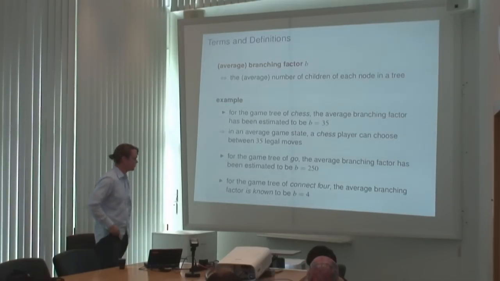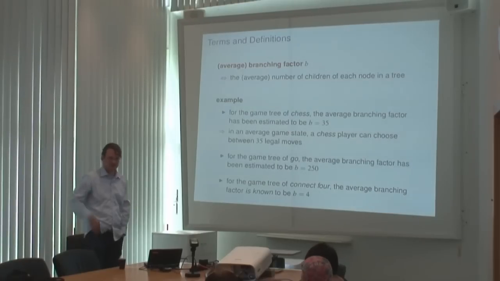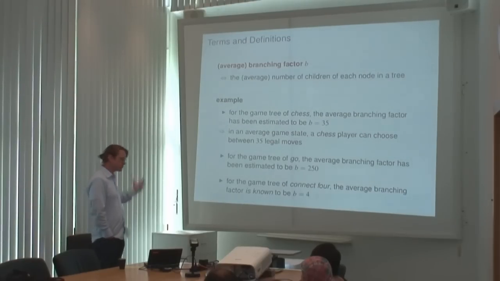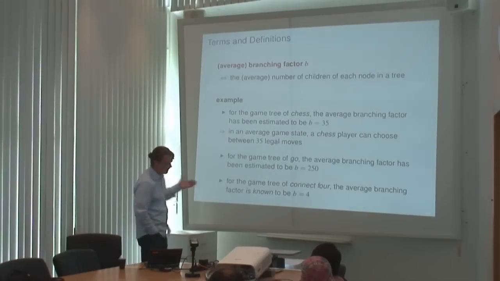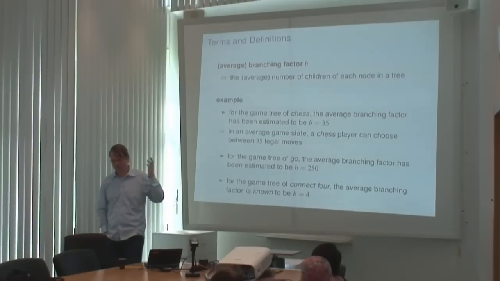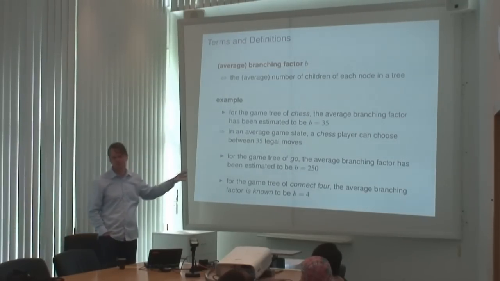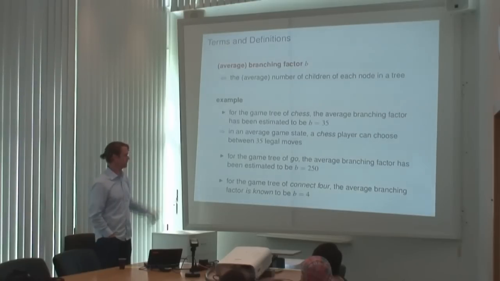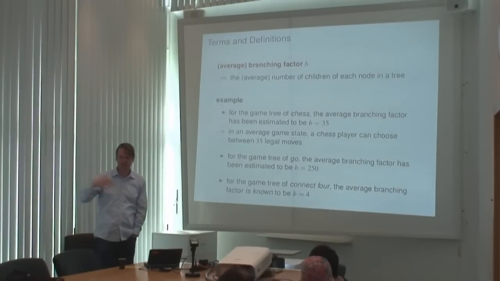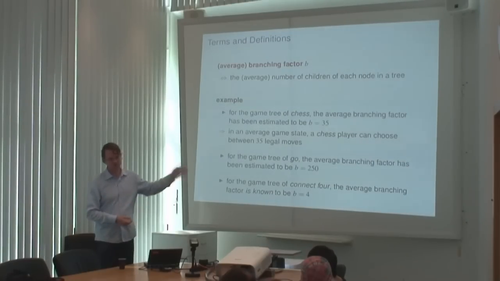For Connect 4, we know. This is a difference between knowing and estimating. We know that the average branching factor is 4. Why do we know that? The game tree for Connect 4 is fairly large, but it pales in comparison to these other two, right? So we can compute the complete game tree for Connect 4, and once we have the complete game tree, we can easily compute the average branching factor, which is 4.